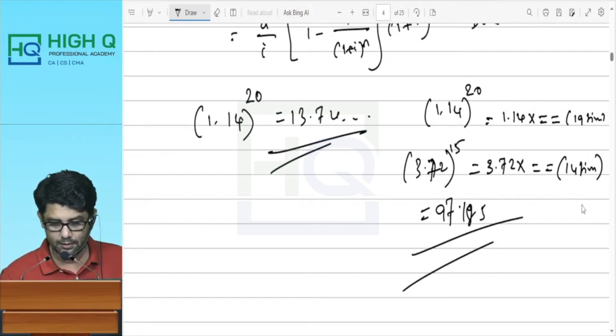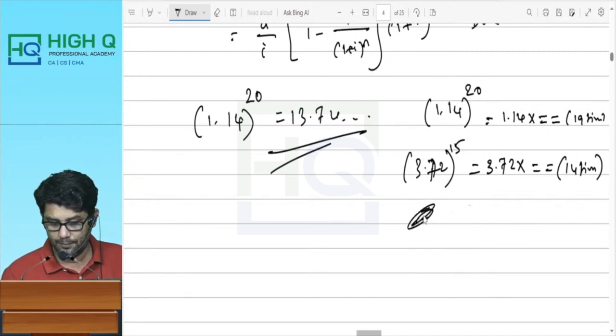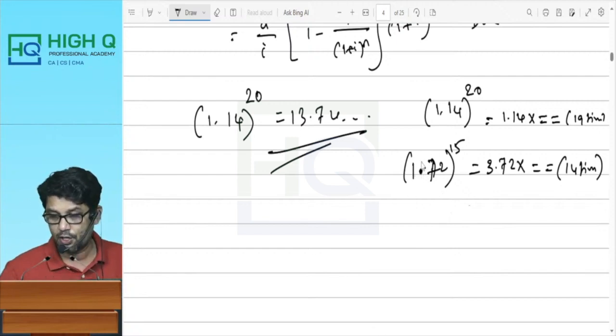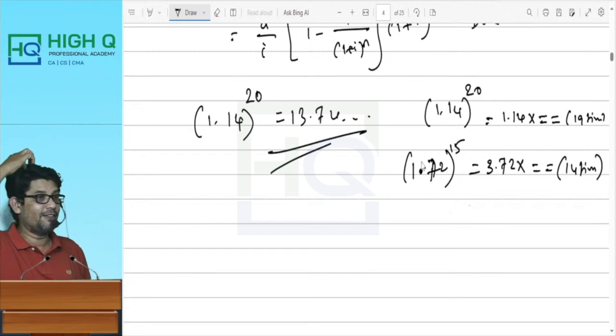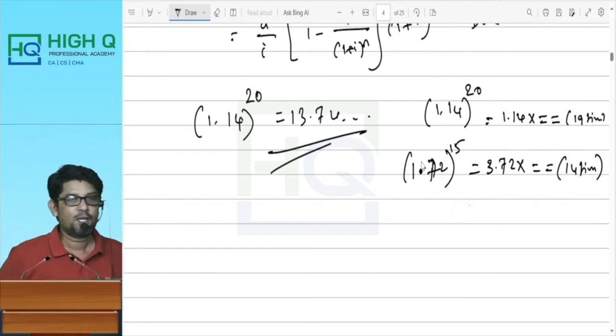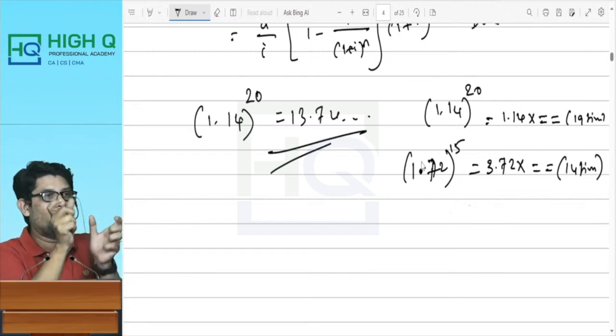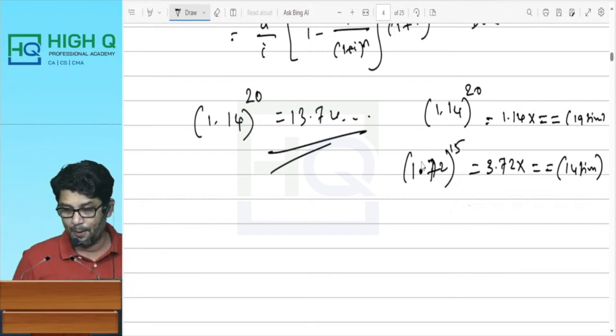Okay. I don't know. 3.72 is a big number. You do like this. Find 1.72, because in all the cases we are going to have 1 plus i only. 1.72 whole power 15.